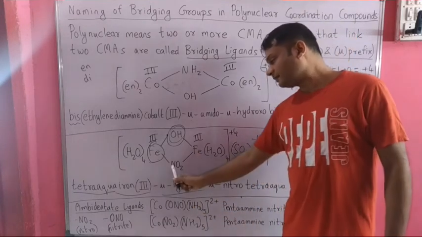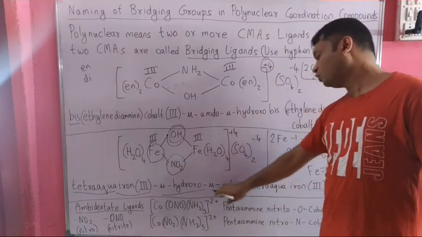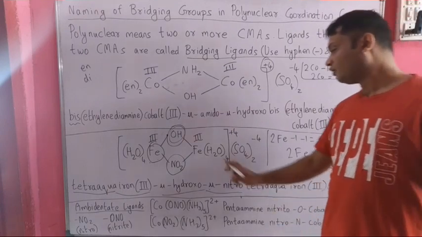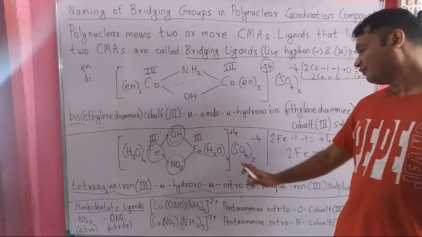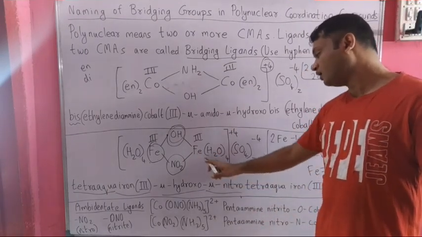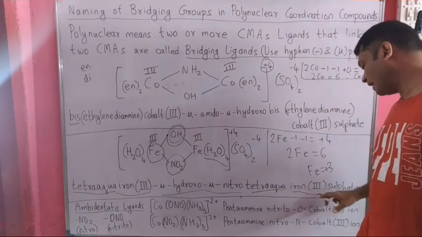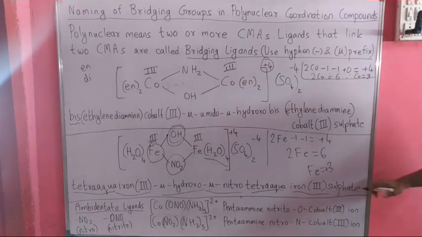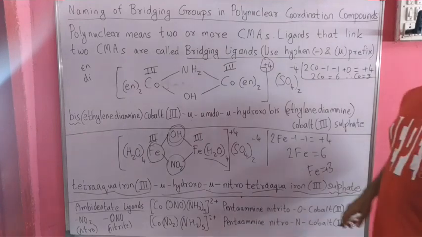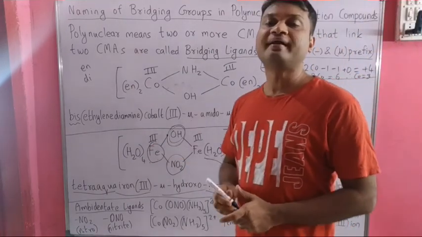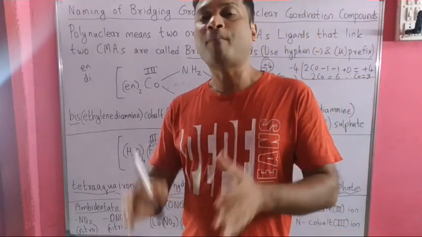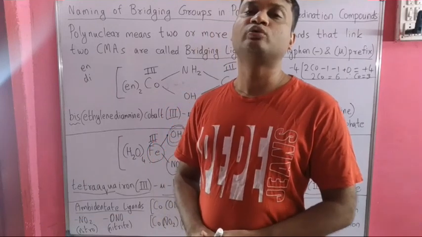Then again we have another bridging ligand, which is NO2. So mu-nitro. Then we have another iron. So we'll have tetraaqua, which is 4 ligands, followed by iron 3, and then the simple anion, which is sulfate. So this is the nomenclature which we have for polynuclear coordination compounds.